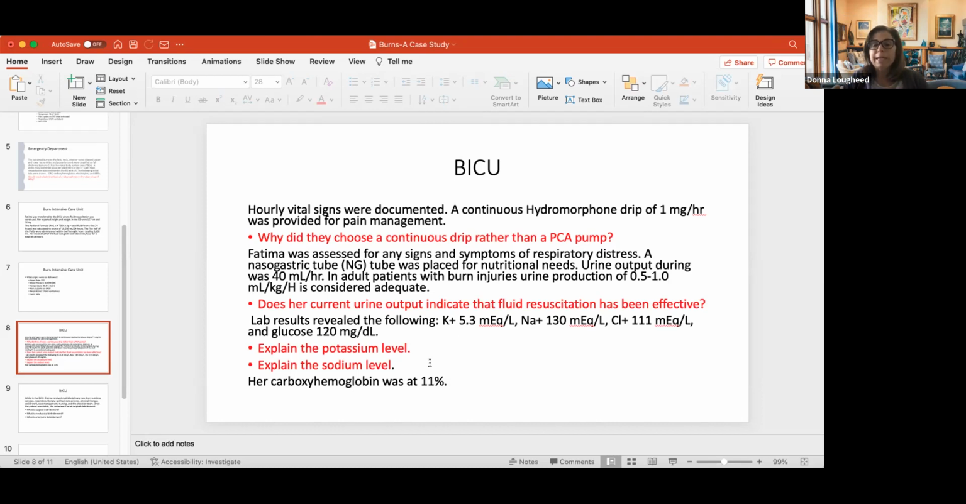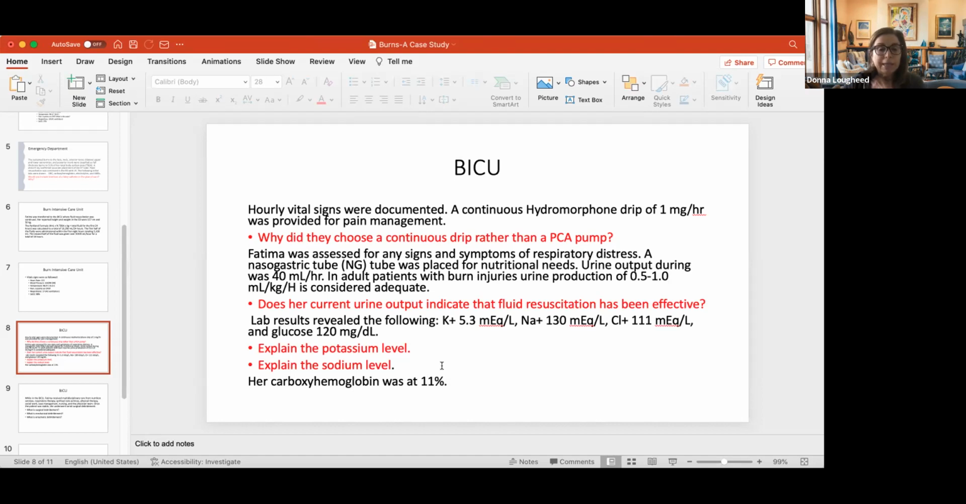Carboxyhemoglobin is at 11%. So a little bit about carboxyhemoglobin. Levels are typically lower than 2% in non-smokers, and in smokers, they're lower than 5%. A level over 9 is almost always due to carbon monoxide exposure, even among smokers. So she's high at 11.